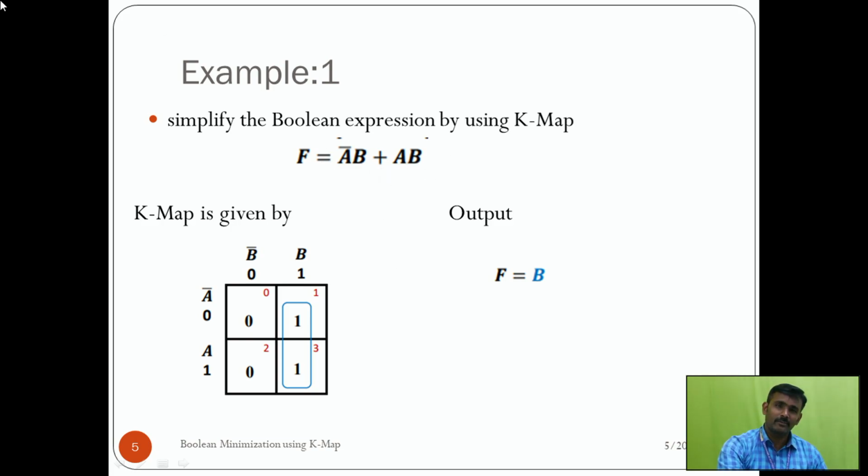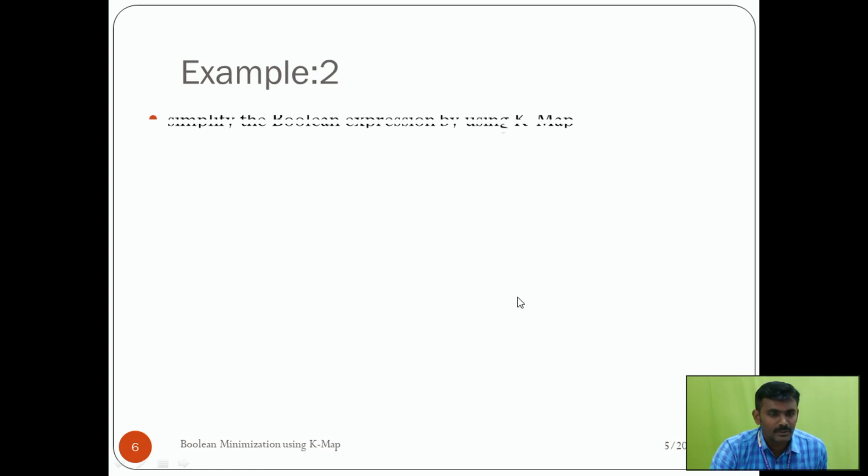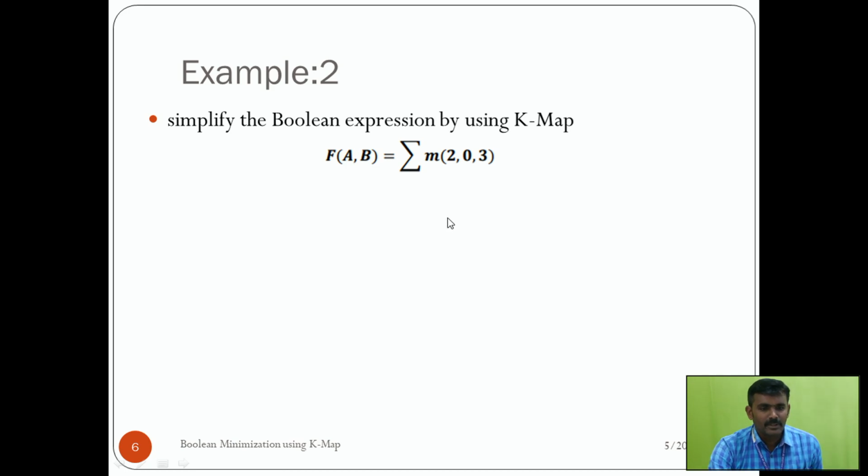When we go for higher variables, it is difficult to realize, I mean difficult to solve. Okay, so this is the second example. F of a, b equal to summation over m of 2, 0, 3. So here minterm 2, minterm 3 and minterm 0 are present. So we need to simplify with the help of a K-map.